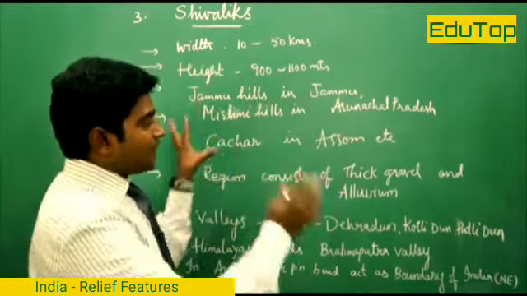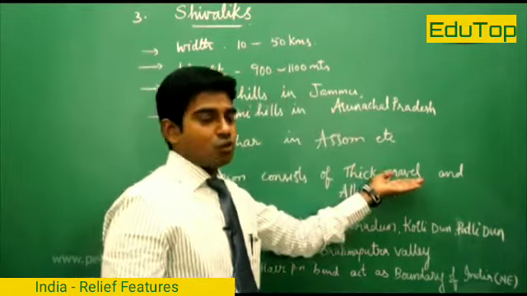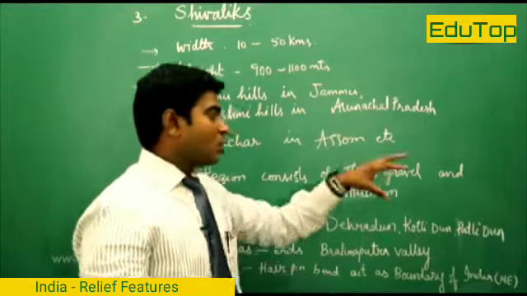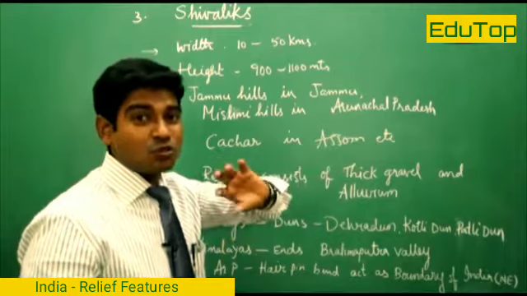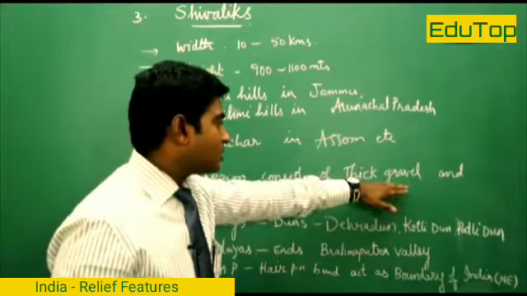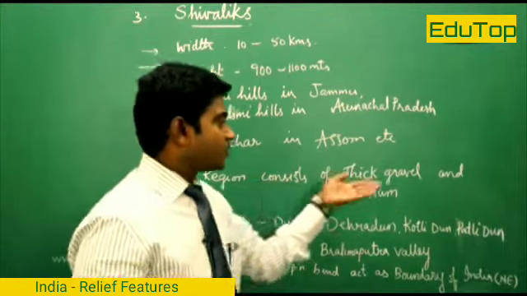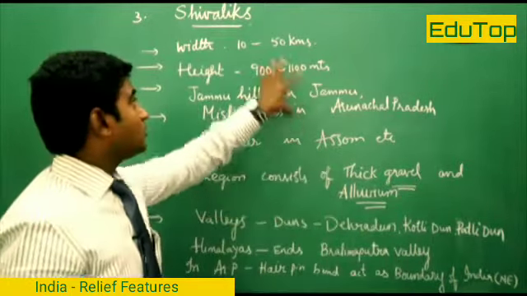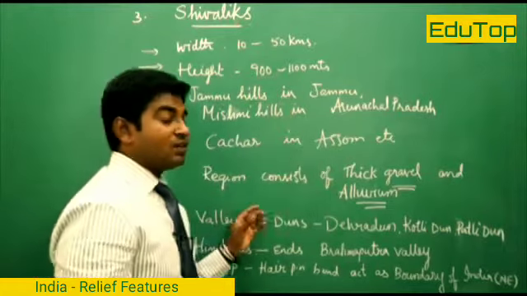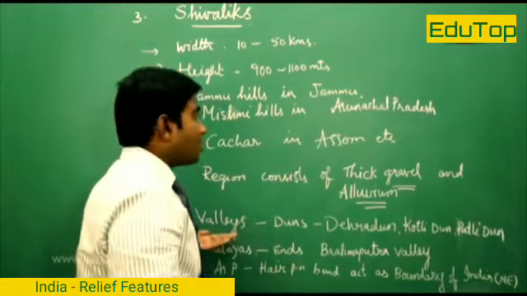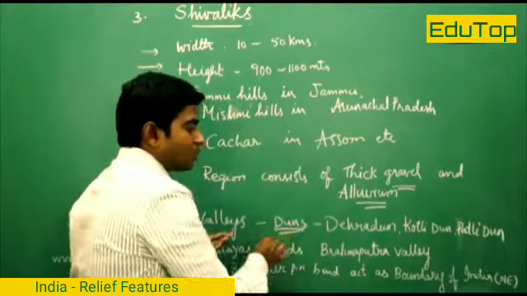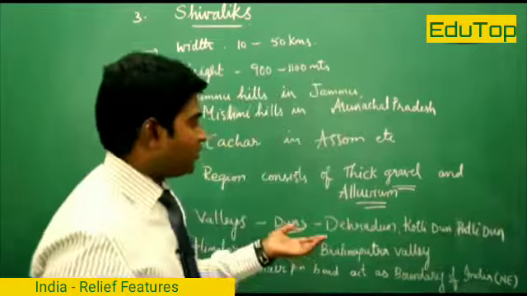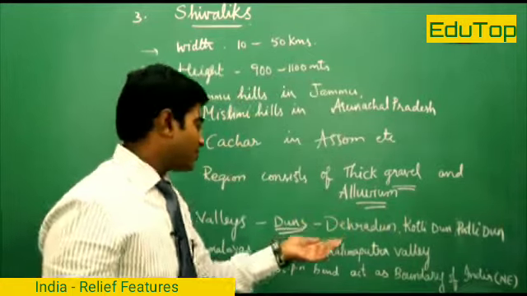This region is completely comprised of thick gravel stones and alluvium. The alluvium which was brought by the perennial rivers got deposited here, and many of the very thick gravel stones got deposited in this region. So this region consists of thick gravel and alluvium, the main key character of this Shivalik region. And we have the world famous dunes. The valleys of this region are called dunes. They are called Dehradun, Kotli Dune and the Patli Dune, of which Dehradun is very famous. I think many people have visited such places.